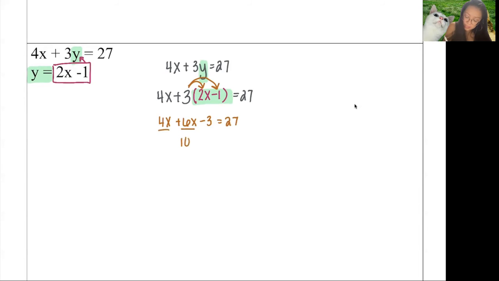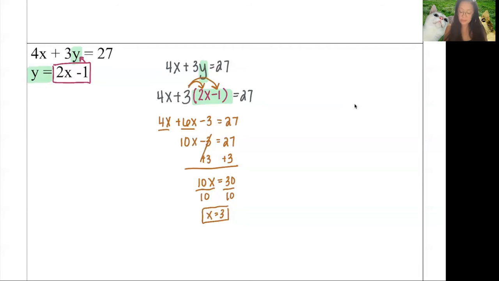4x and 6x is 10x. Bring down your minus 3. Bring down your equals 27. Two-step equation. First thing we're going to do is move that minus 3 to the other side by adding 3 to both sides. I get 10x is equal to 30. And now let's divide by 10 on both sides. X is equal to 3.